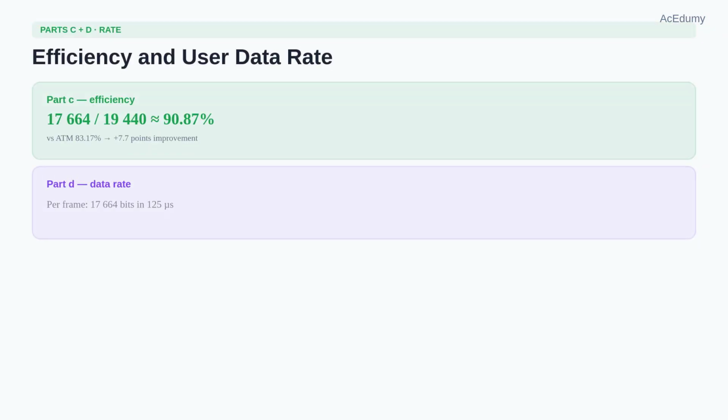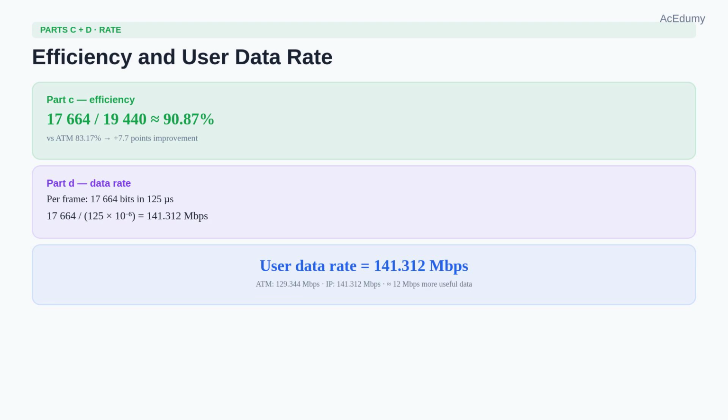Part C. Efficiency. 17,664 user bits divided by 19,440 total bits equals 0.9087 or 90.87%. Compare that to ATM's 83.17%, an improvement of 7.7 percentage points.